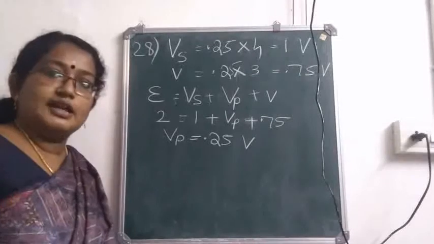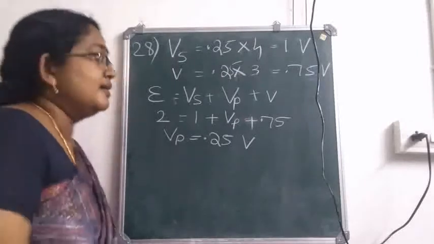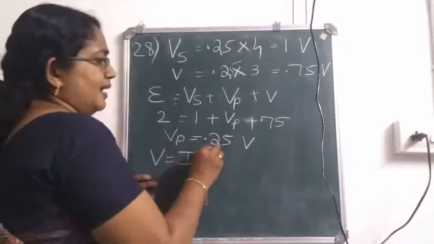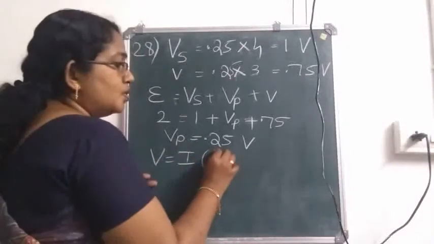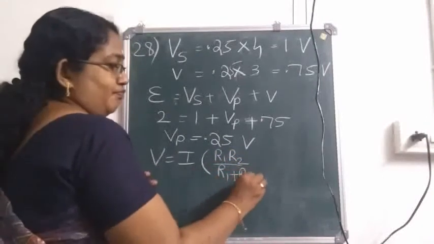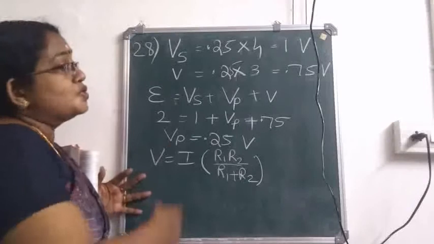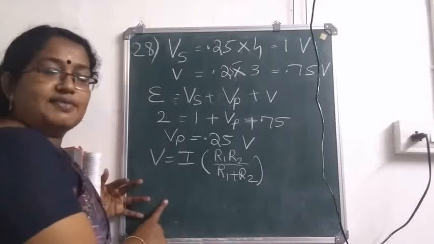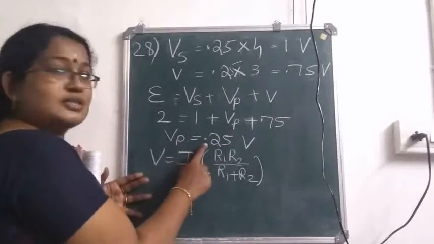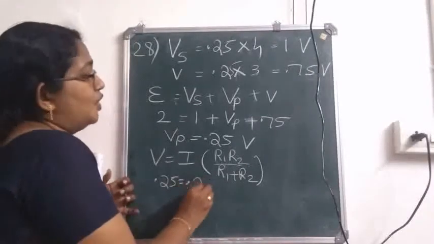So we got this value, and now the next part is we are asked to calculate the value of capital R. So we can use the equation V is equal to I into R1 R2 by R1 plus R2. We know the value of V, I and R1, but we don't know what is R2. So we can use this equation in order to find the value of capital R. So how much is the potential across the parallel connection? 0.25.